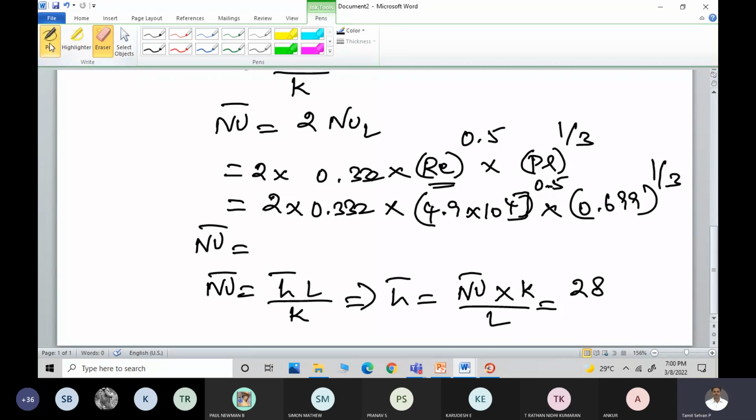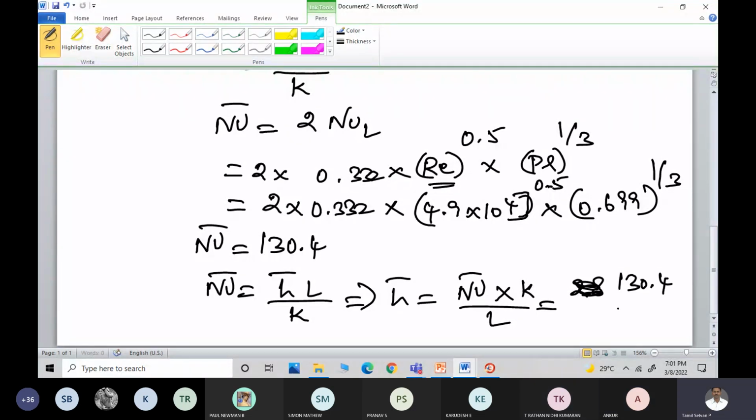Now you can say 130.4. Is it correct? Yes, sir. I made the mistake there. 4.9 into 10 power 4 whole power 0.5. Students, is it correct? Yes, sir.